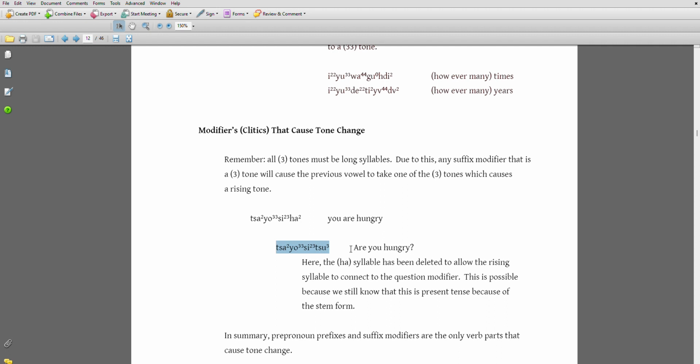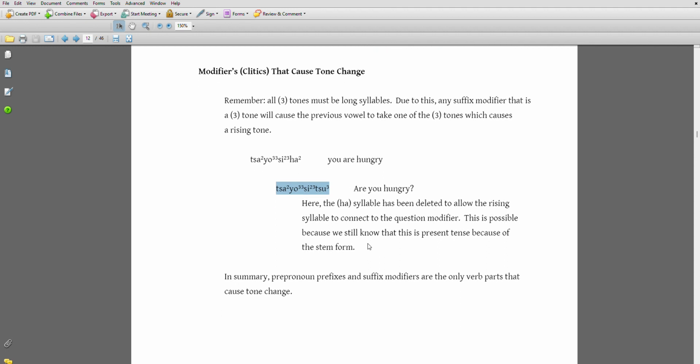Here, the ha syllable has been deleted to allow the rising syllable to connect to the question modifier. This is possible because we still know that this is present tense because of the stem form. This is using the incompletive stem. Jayo sihas, or Jayo siju. Are you hungry? In summary, pre-pronoun prefixes and suffix modifiers are the only verb parts that cause tone change.